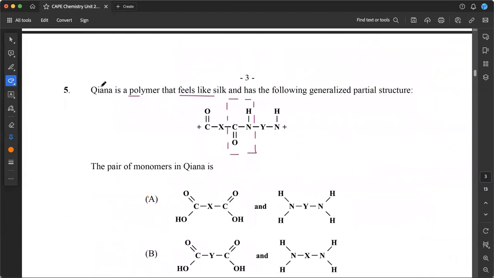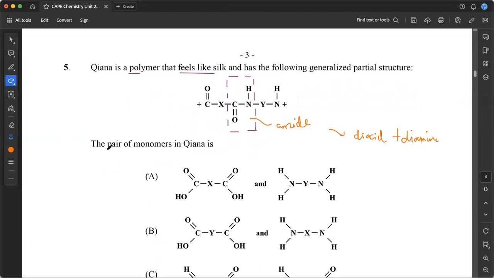Question 5 says, Kiana is a polymer that feels like silk and has the following generalized partial structure. So we're looking at our partial structure here, and what we see immediately is that there's an amide linkage, where we have that NH and that C double bond O. So that's an amide linkage. And what that means is that this polymer was formed from the condensation of a diacid. There was a diacid that reacted with a diamine, and that's how we got that amide structure that we see. So there's a diacid and a diamine that reacted, okay?